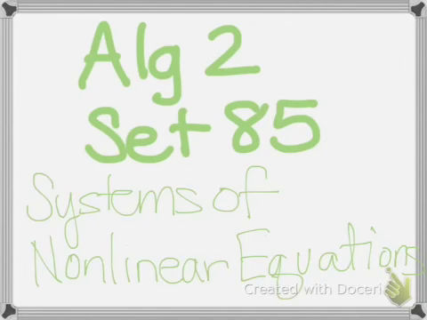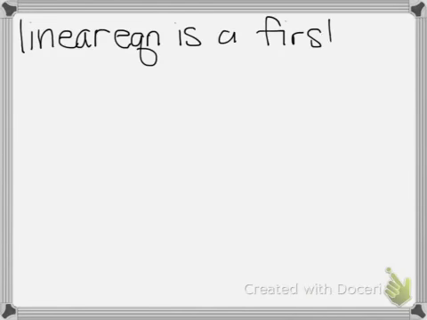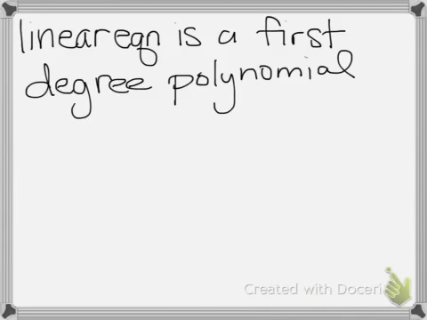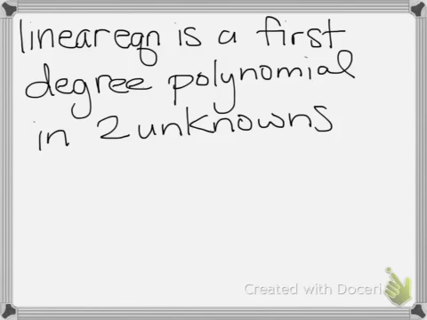Okay, Algebra 2, Set 85, Systems of Nonlinear Equations. So first of all, we're going to talk about what a linear equation is. It's a first-degree polynomial in two unknowns. So for example, it looks like y equals 2x minus 4 because the variables just have 1 degree. They're raised to only 1 power, and there are two unknowns, x and y.